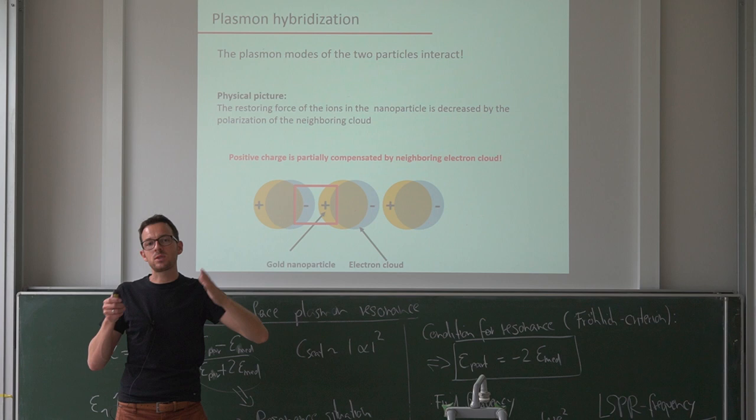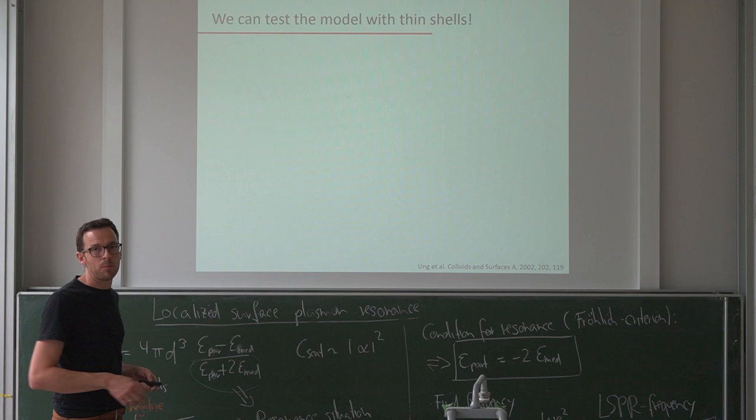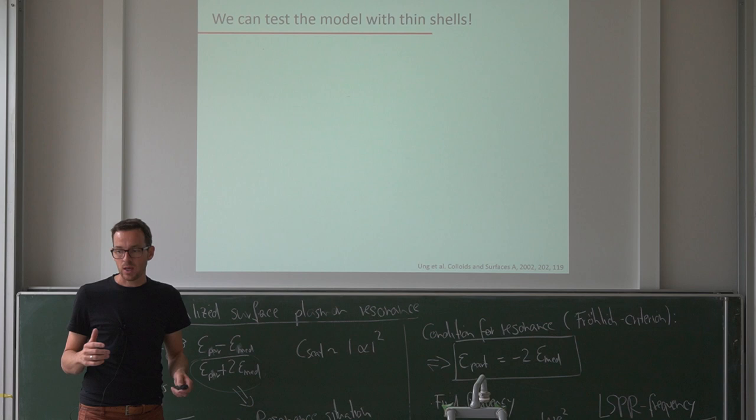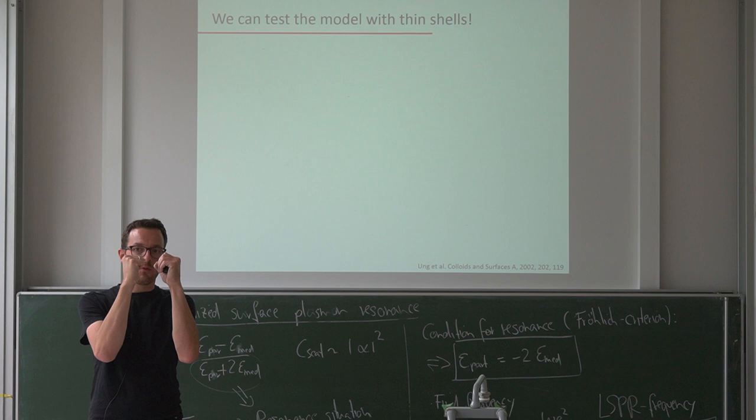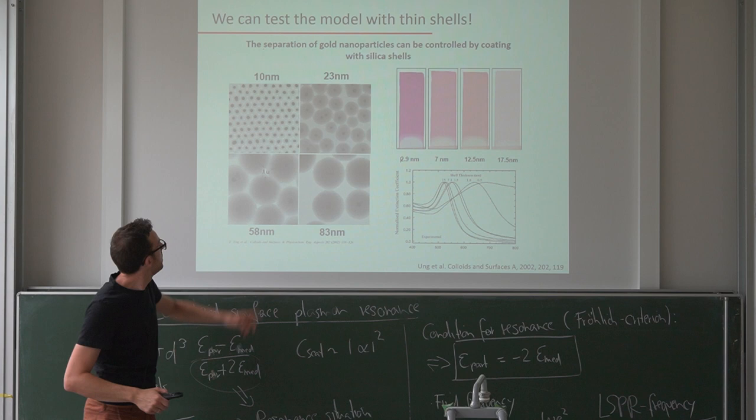And this is indeed what people have done. So they made gold nanoparticles with small shells that separate the particles. And then if we let them aggregate or agglomerate, the shells separate the cores from direct contact. So this is what you see here. You can make the shell thicker and thicker.